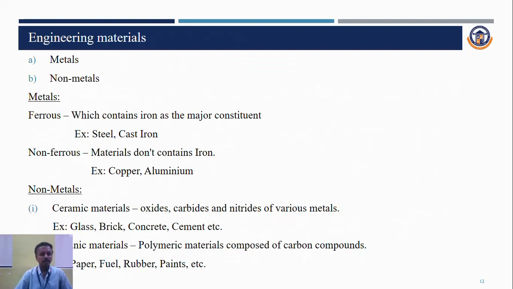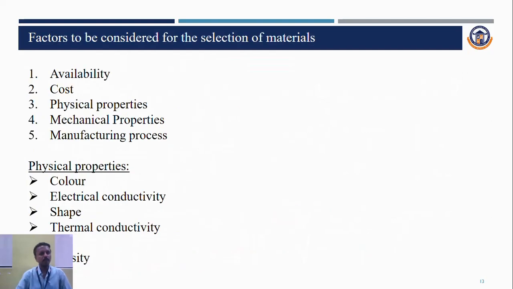Next, polymeric materials are composed of carbon compounds. Example, paper, fuel, rubber, paints, etc. Next topic is factors to be considered for the selection of materials. While we are selecting the materials, we have to consider some factors like availability of material, and then second one will be cost of material, third one will be physical properties, fourth one will be mechanical properties, fifth one will be manufacturing process. So what manufacturing process we are going to follow? These things are to be considered while selecting the material.